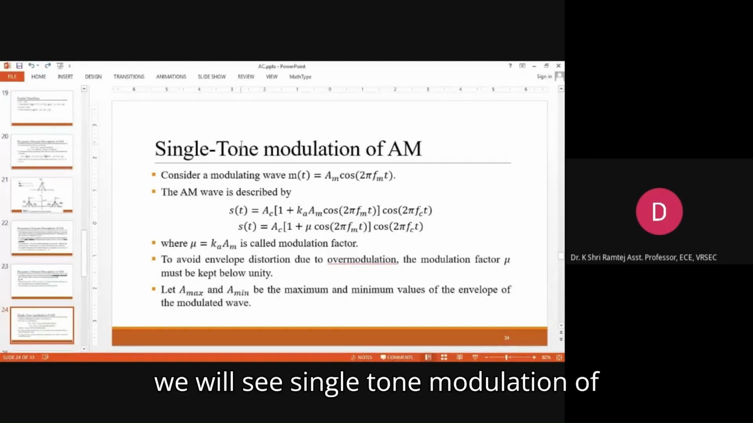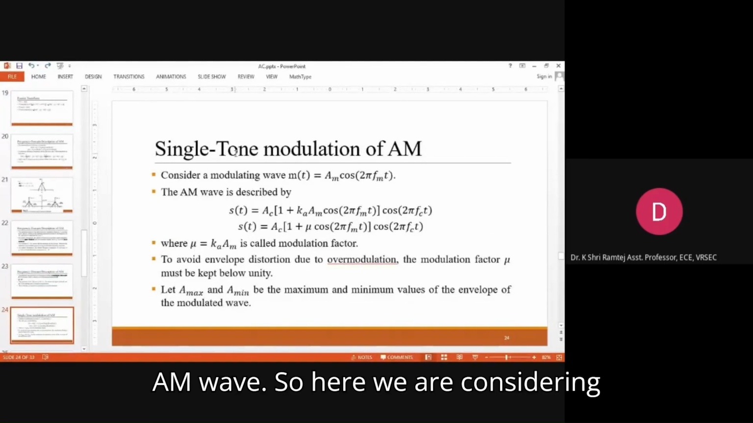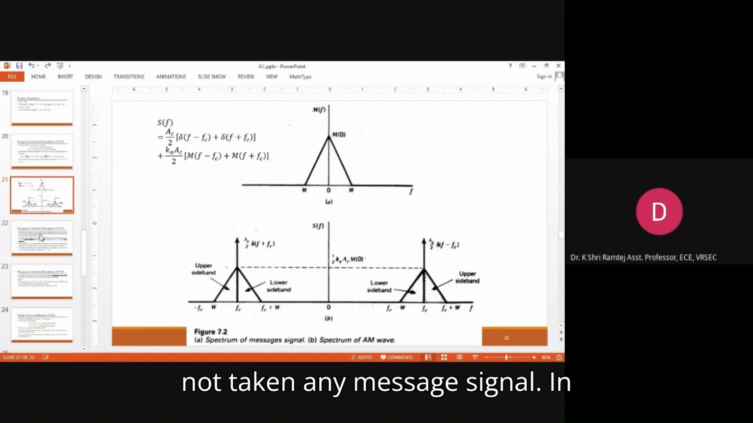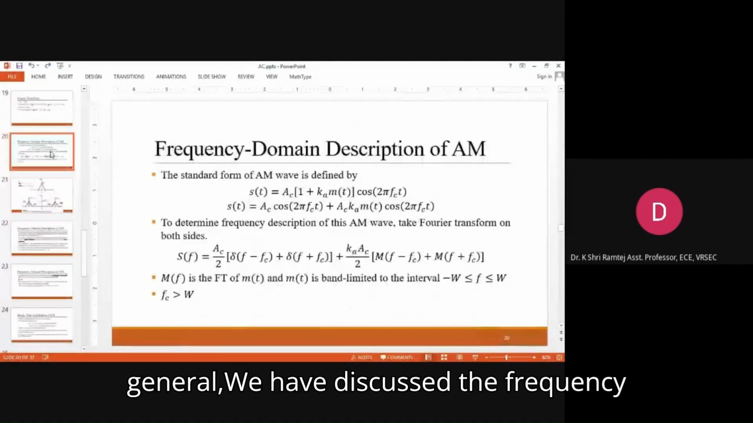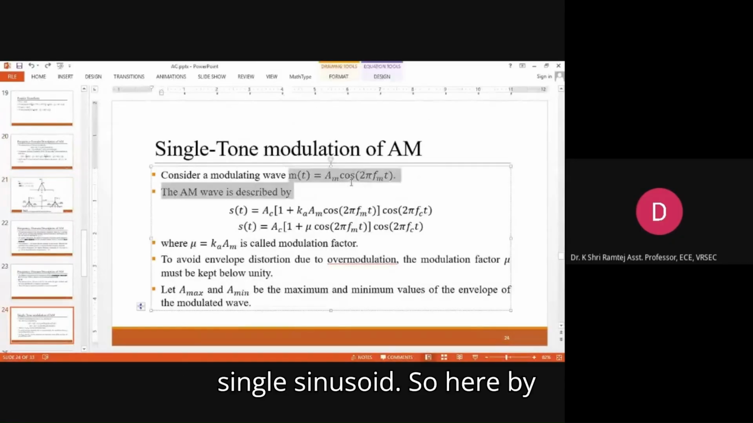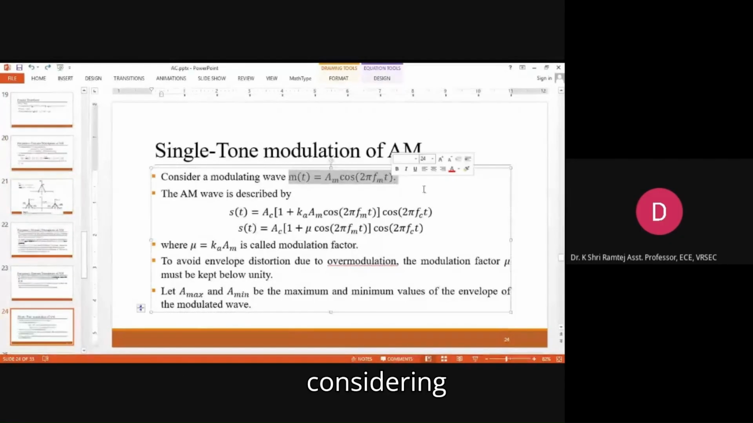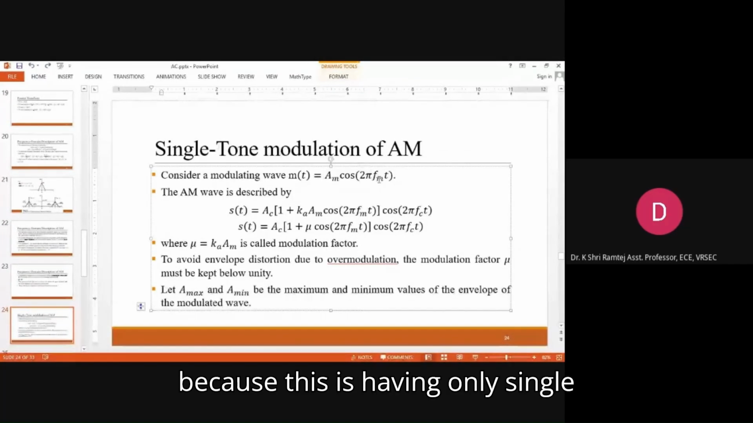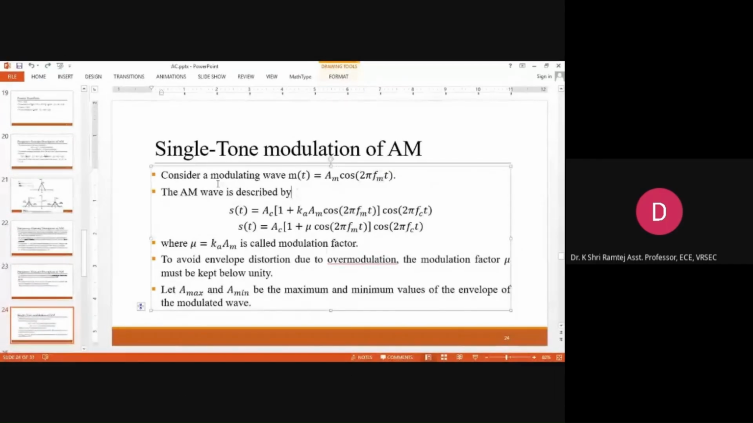Now we will see single tone modulation of AM. Here we are considering one example. Till now we have not taken any message signal; in general, we have discussed the frequency spectrum. Now, by taking an example of a single sinusoid, we consider the modulating wave as Am cos 2 pi fm t. It is called single tone modulation because this has only a single frequency component.